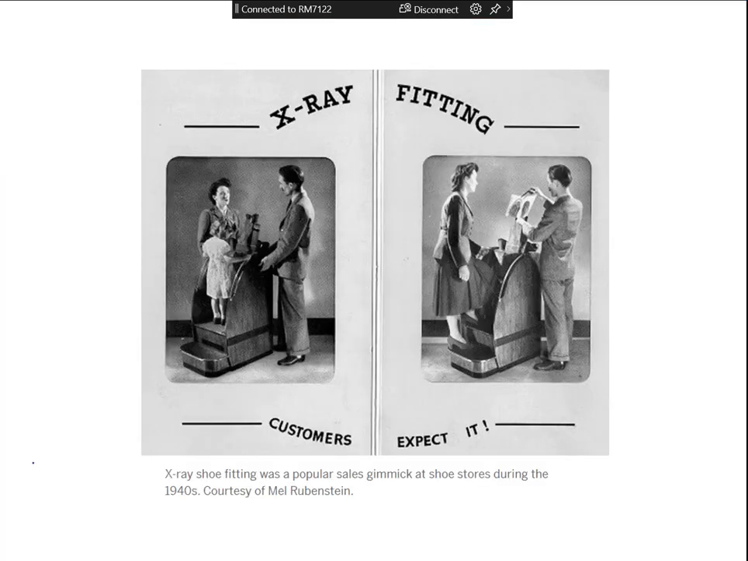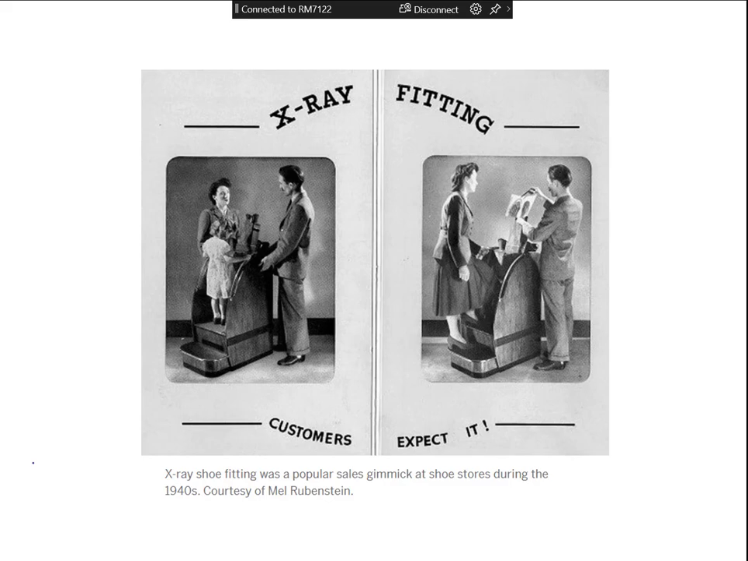Okay, so I will just show you this because I just found this to be absolutely amazing. When X-rays were first developed, really in the 1920s, they were kind of like a novelty. People would go to a fair and have their hand X-rayed just because it was neat. You can actually see your bones. So it's like a carnival thing.